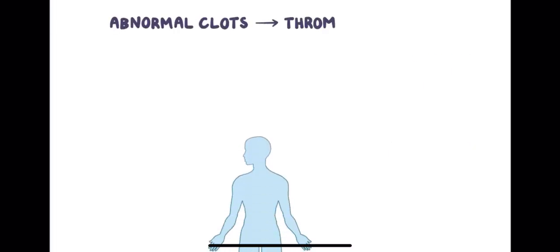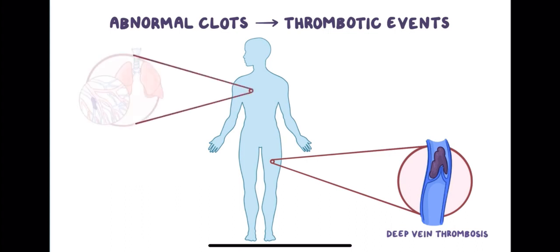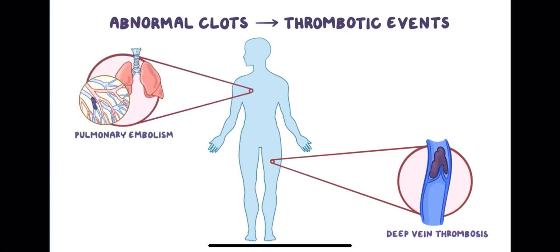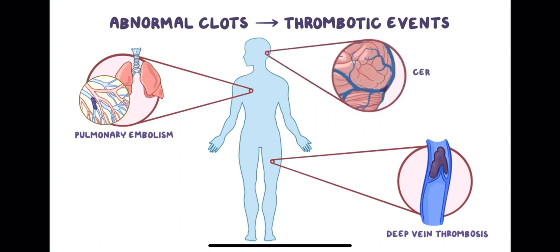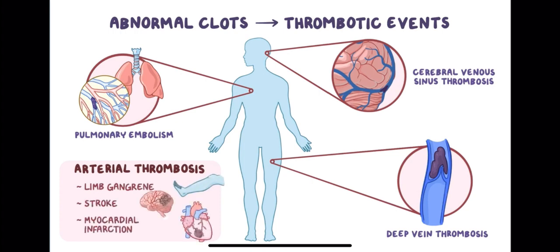Now, the widespread formation of abnormal clots can lead to life-threatening thrombotic events, which are most often venous, causing deep vein thrombosis. Sometimes, this thrombus can break down, and part of the thrombus, also known as emboli, can lodge into the pulmonary circulation, leading to pulmonary embolism, which is often life-threatening. Thrombus can also develop in cerebral veins, leading to cerebral venous sinus thrombosis. Compared to the venous thrombosis, arterial thrombosis is less frequent. Arterial thrombosis can block the arteries supplying limbs, causing limb gangrene, or brain, causing stroke, or heart, causing myocardial infarction.